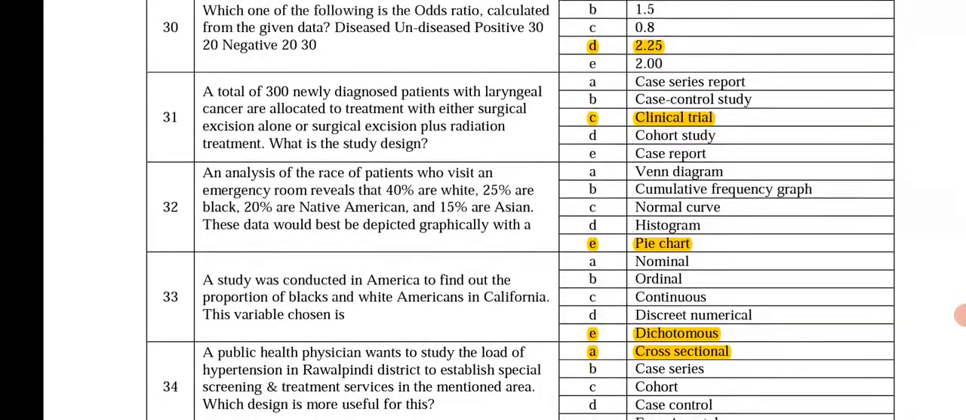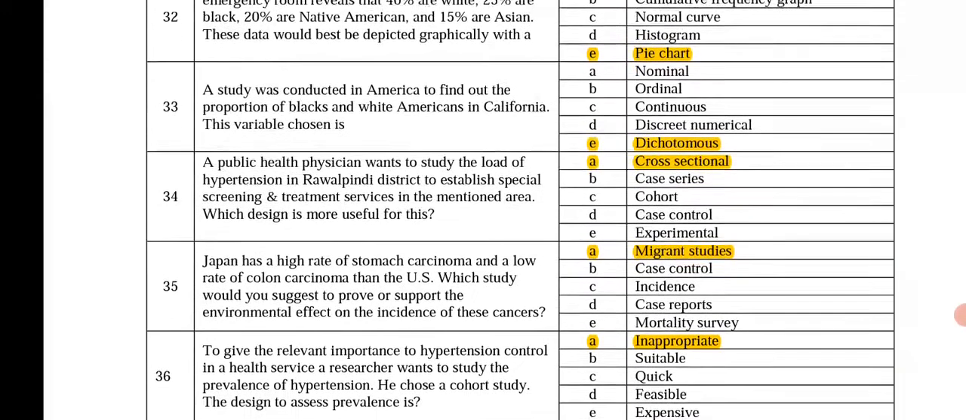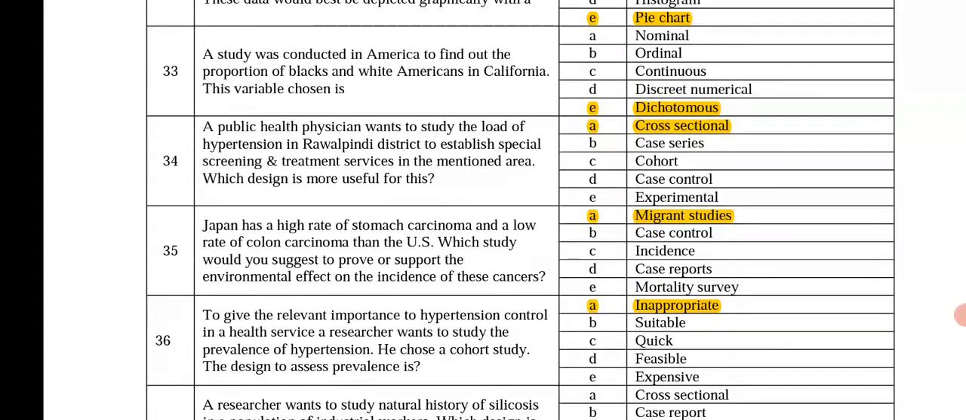A study conducted in America to find out the proportion of blacks and white Americans in California. The variable chosen is dichotomous. A public health physician wants to study the load of hypertension in Rawalpindi district to establish special screening and treatment services in the mentioned area.